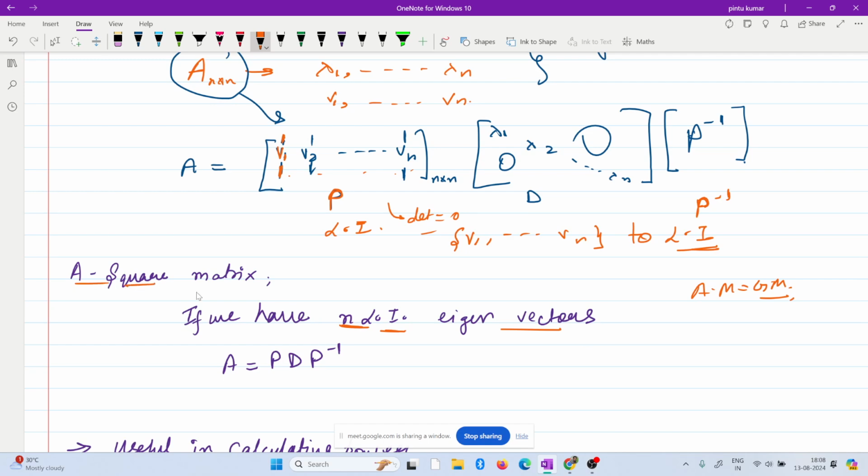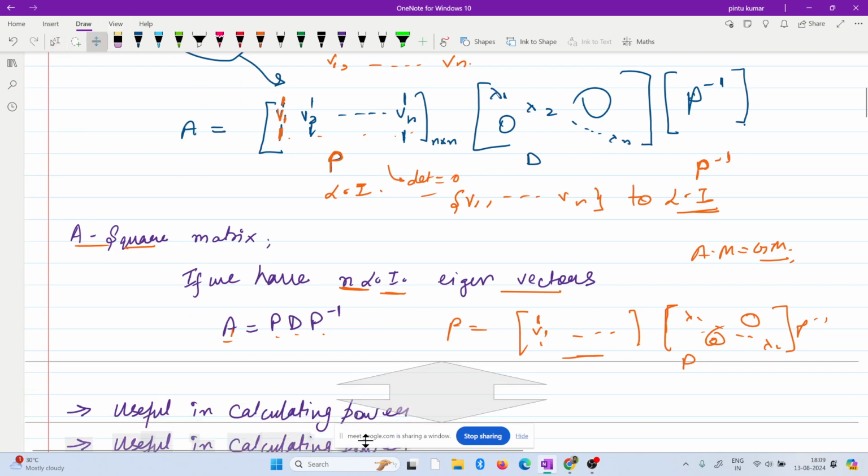So if a square matrix has n linearly independent eigenvectors, then you can write it in the form A is equal to PDP inverse, where P is a matrix that has eigenvectors as columns. D is the diagonal matrix containing your eigenvalues on the diagonal and 0 elsewhere. And this P inverse is just the inverse of the first matrix that you wrote.